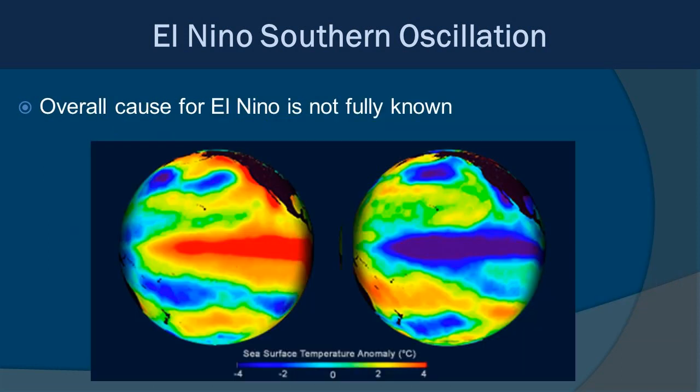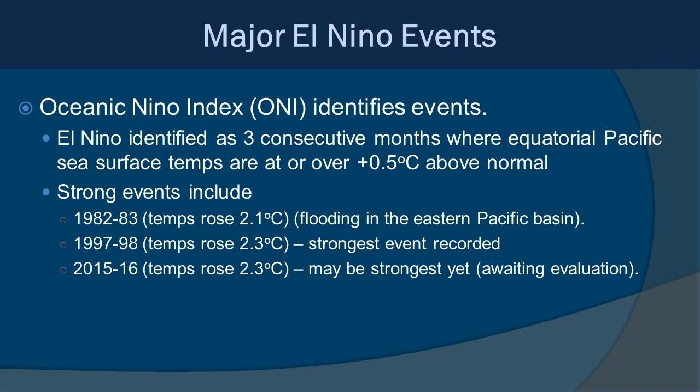Now, we're still learning about El Nino and what triggers actually cause this shift to occur. Either way, it really does affect almost the entire Pacific Ocean basin, and it even has some ramifications in the Atlantic in terms of heat and energy transfers through the atmosphere. So, an El Nino is identified by 3 consecutive months where equatorial Pacific sea surface temperatures are at or over half a degree Celsius above normal.